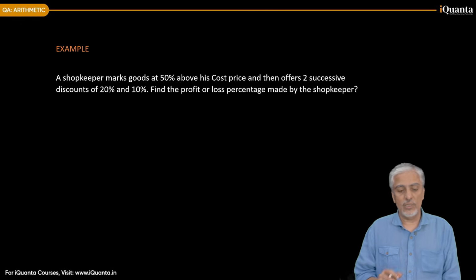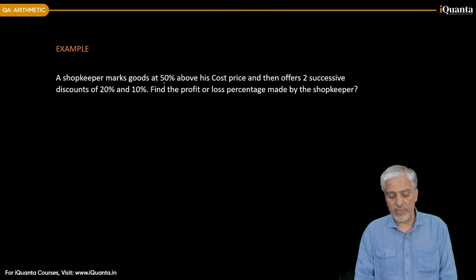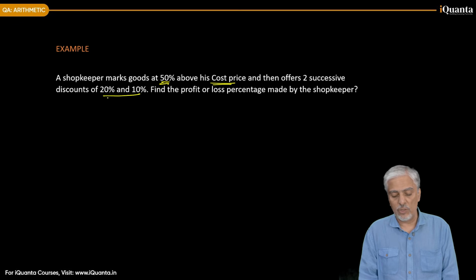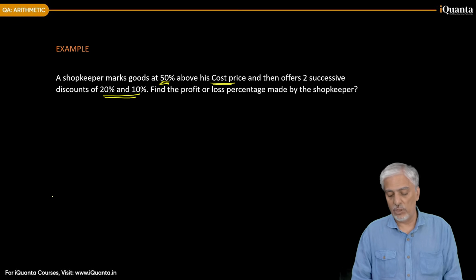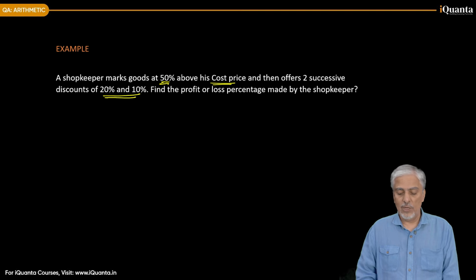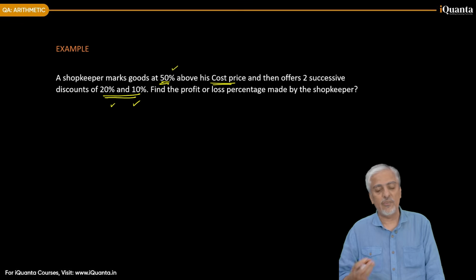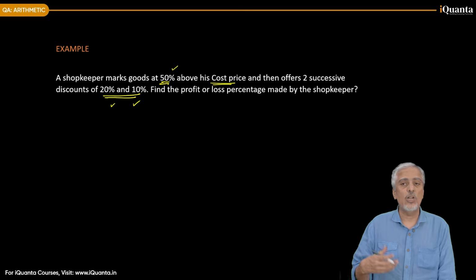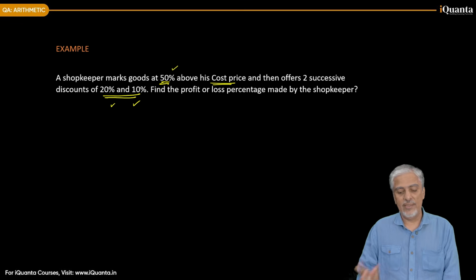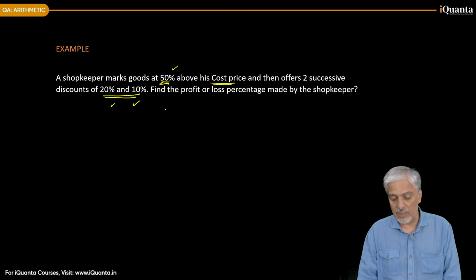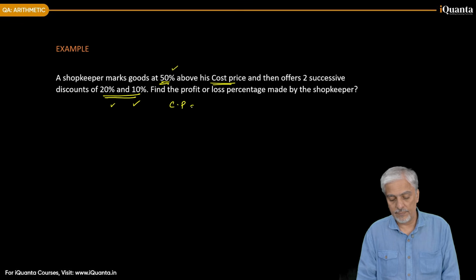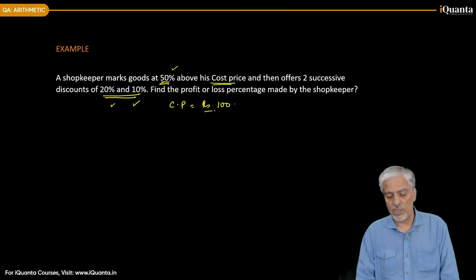This is mixing two concepts. A shopkeeper marks goods at 50% above his cost price and then offers two discounts of 20% and 10%. Find the profit or the loss percentage made by the shopkeeper. Because all the numbers are pretty nice numbers, 50, 20, 10, which are all basically factors of 100, I can start with, let the cost price be 100 rupees.